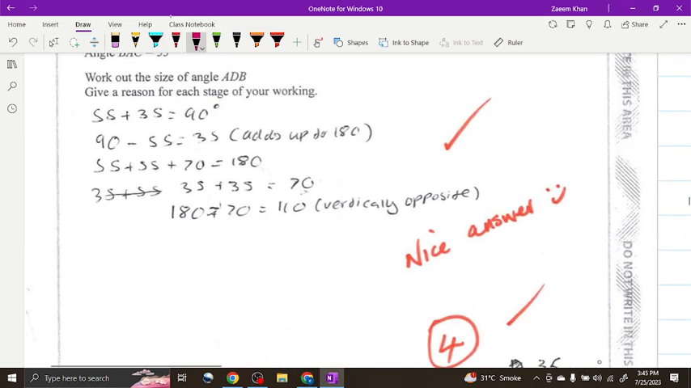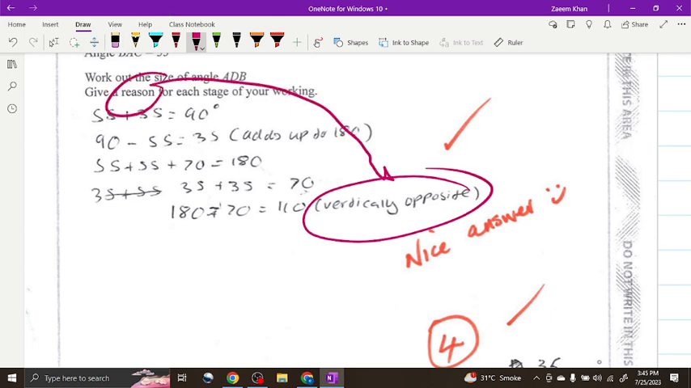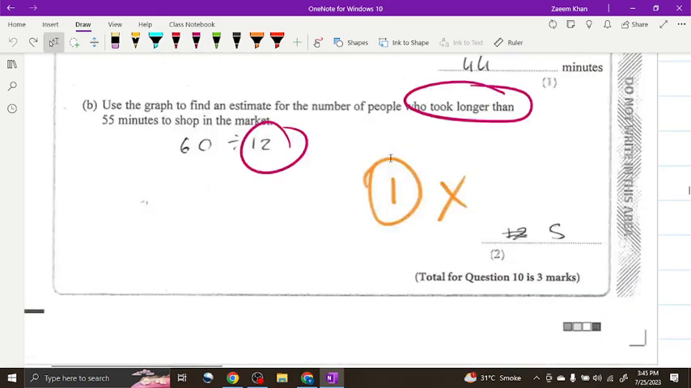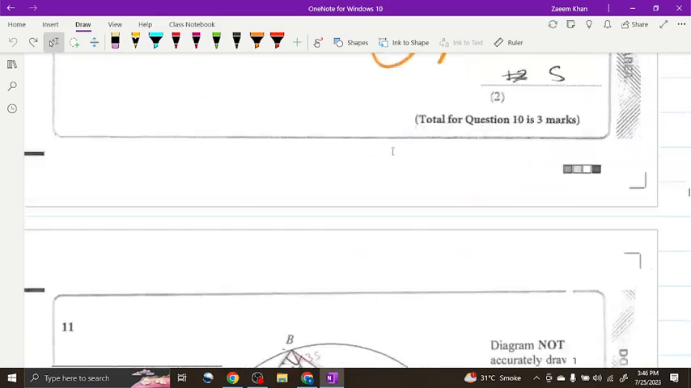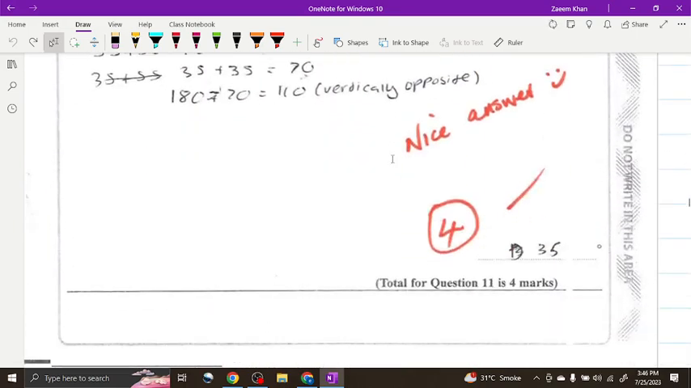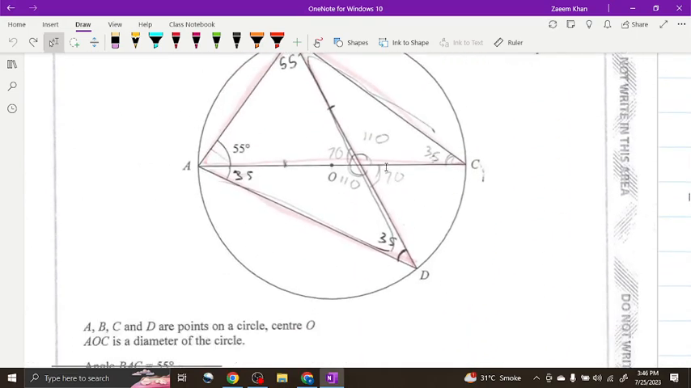See, your teacher's really happy with this. The fact that you're explaining, you're giving a reason, and you're giving the correct reasons, right? Well done. But something went wrong over here. It was worth how many marks? 4. No, you got the entire 4 marks. Perfect.